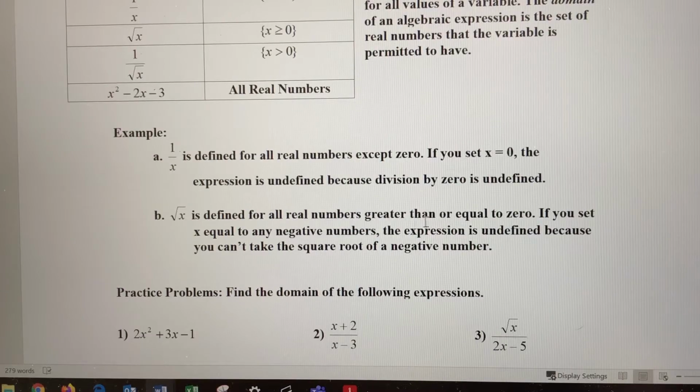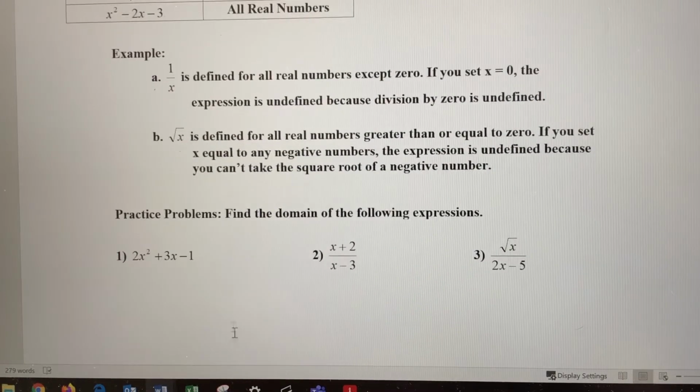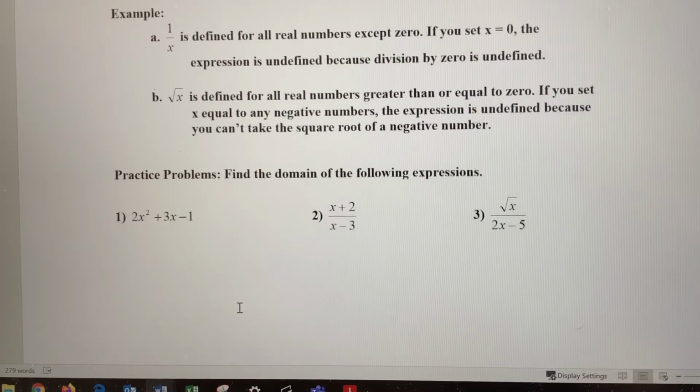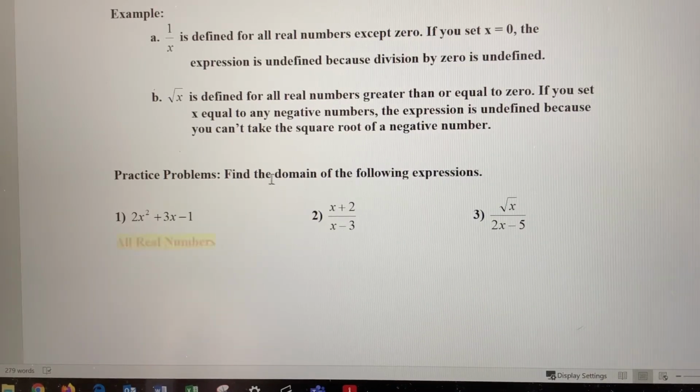I'll let you guys read over this. We've got 3 practice problems here that we're going to do, okay? One where we've got a variable expression in the denominator. Here we've got a radical expression and a variable expression in the denominator, okay? So in number 1, first off, that's a polynomial. There is no denominator. There is no radical expression. So the domain for number 1 is all real numbers, okay?